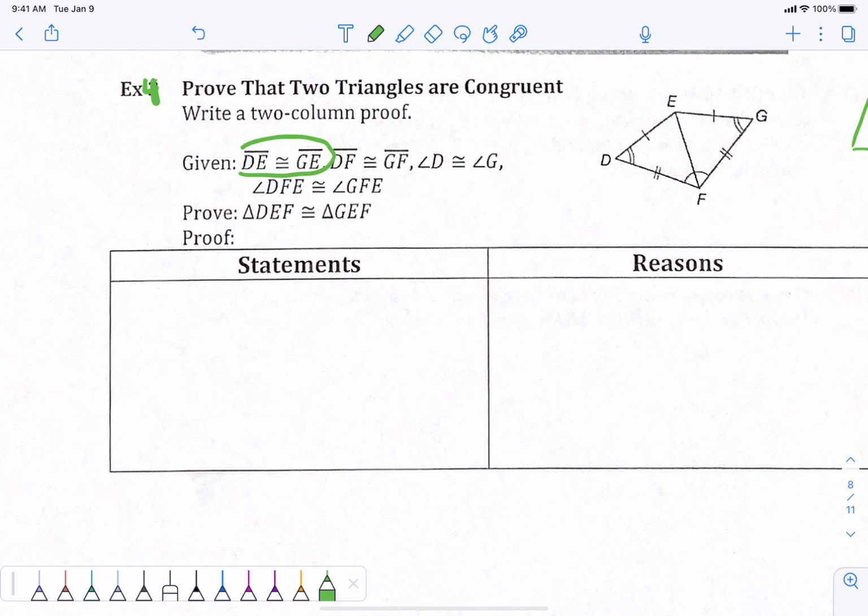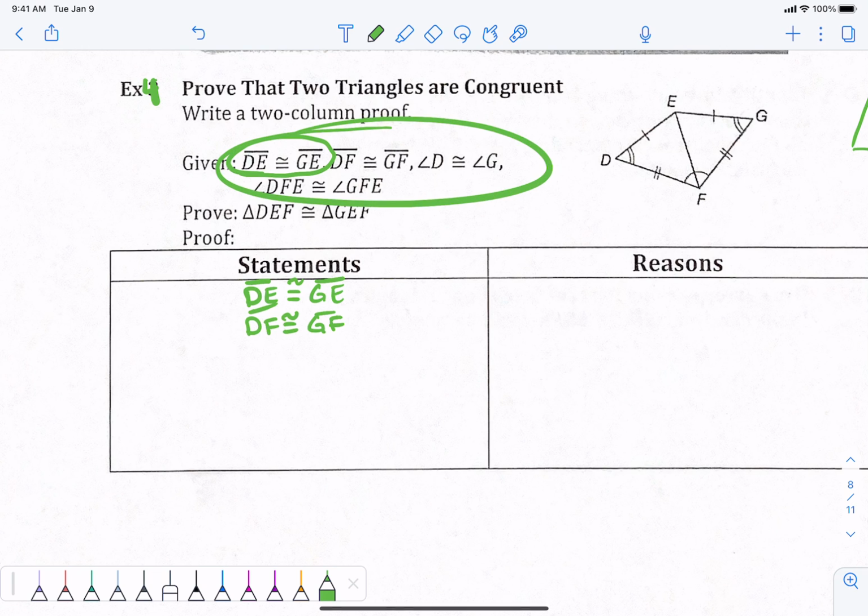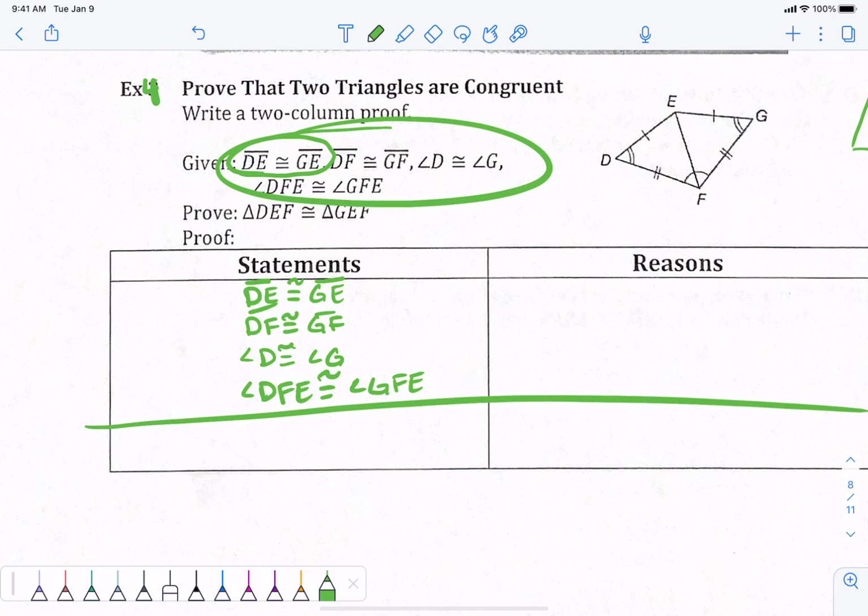So we're going to write out each one of these pieces, but I'm going to have you put them on separate lines, okay? So we know that DG, or DE, is congruent to GE. Okay, we're going to write that one down. Then we're going to go DF is congruent to GF. I'm just writing out all of this given stuff right here on different lines. Angle D is congruent to angle G. And angle DFE is congruent to angle GFE. That is all of my given information.